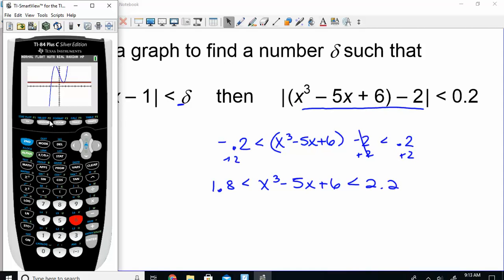Now I can't see this very well, so I might adjust my window to help me a little bit. My x's, let's just go from 0 to 5. My y's, we're looking between 1.8 and 2.2, so let's just go 0 to 5 on those as well. So here's my little function. There's 1.8, and there's 2.2.